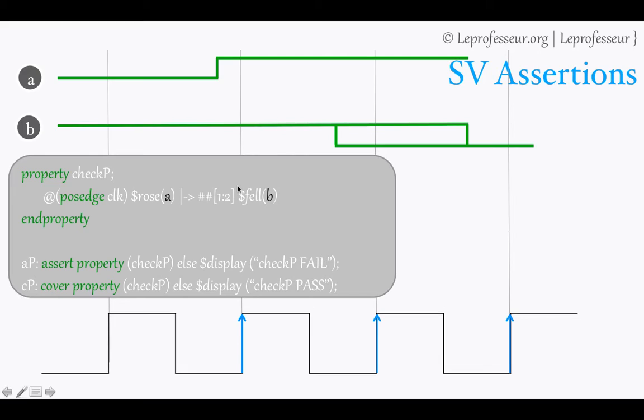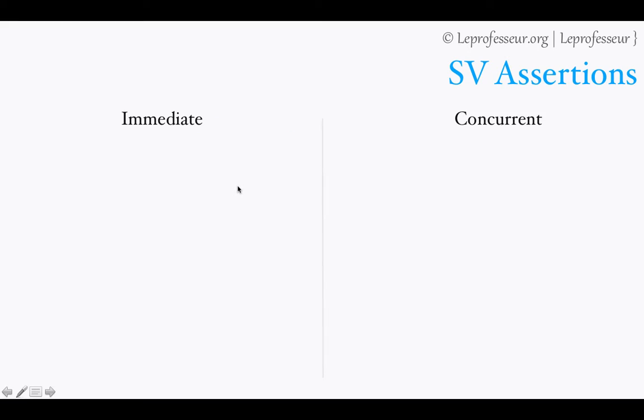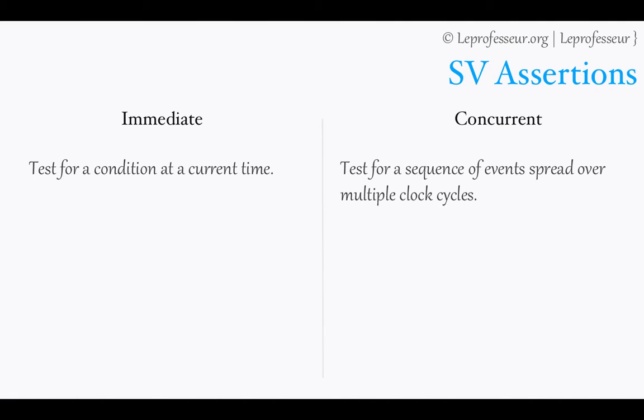Very simple. Now let's talk broadly: SystemVerilog assertions can be classified into immediate and concurrent assertions. Immediate assertions test for a condition at the current time, and concurrent assertions test for a sequence of events spread over multiple clock periods.